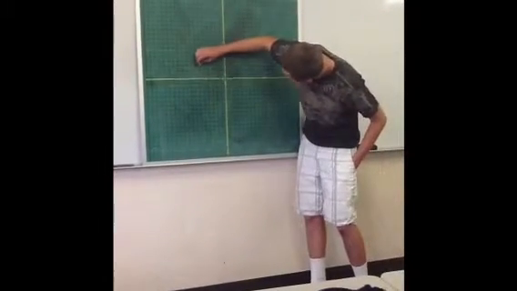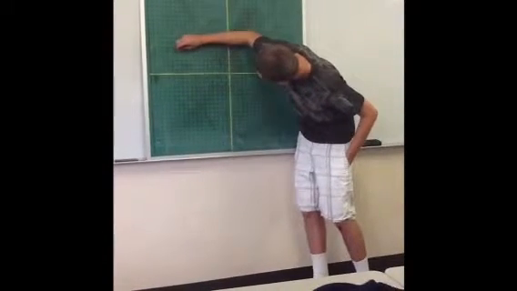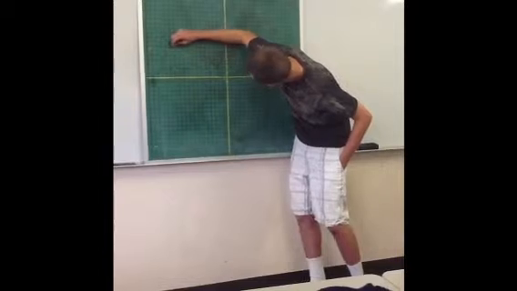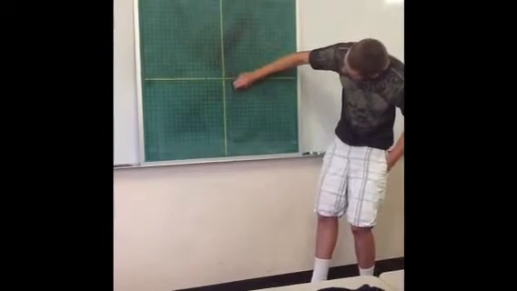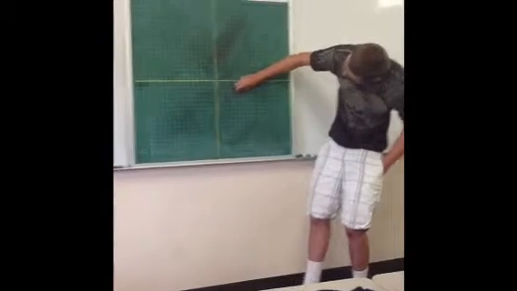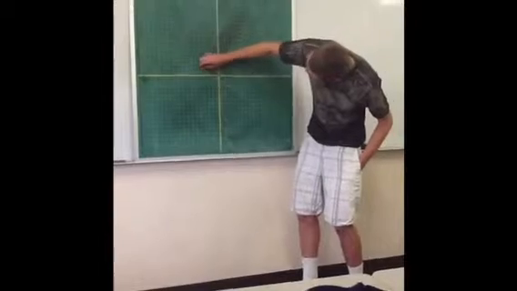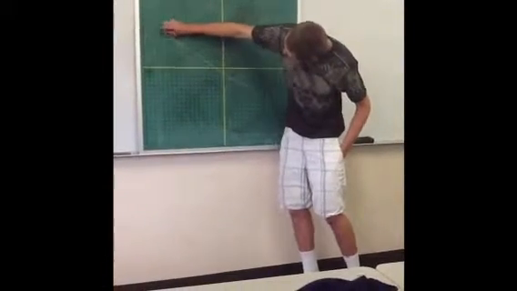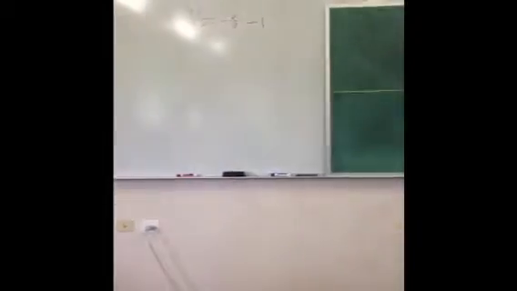We go over 3, up 2, over 3, up 2, over 3, up 2. Go back over here, over 3, down 2, over 3, down 2. We have our line, y equals negative 2/3 x minus 1.